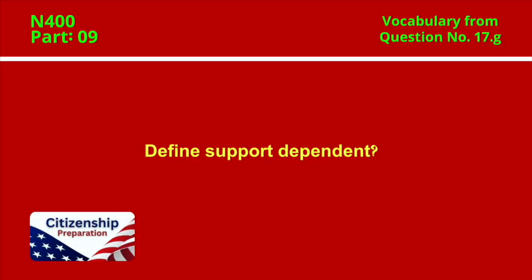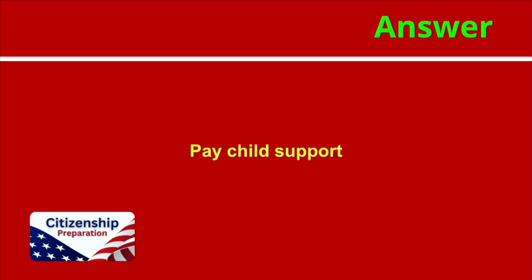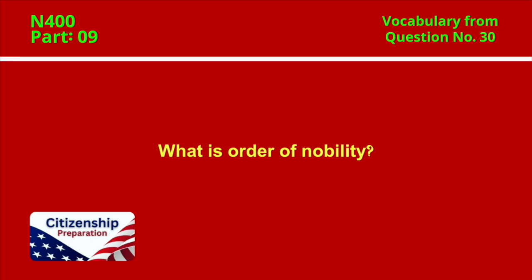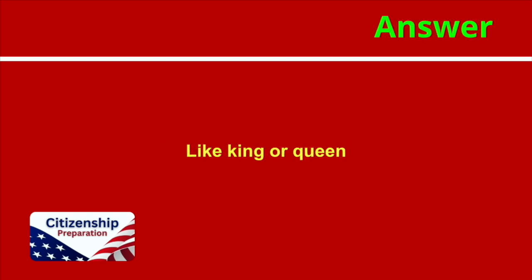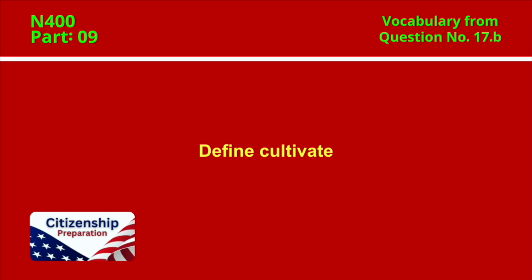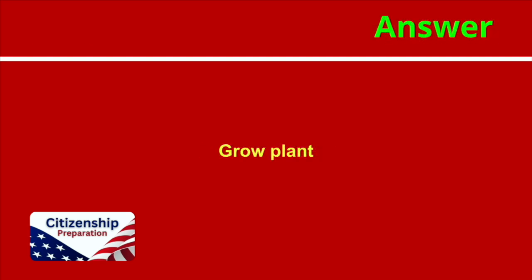Define support dependent. Paid child support. What is order of nobility? Like king or queen. Define cultivate. Grow plant.